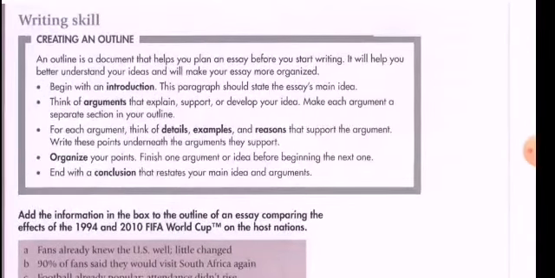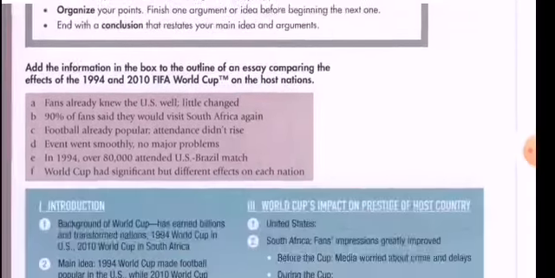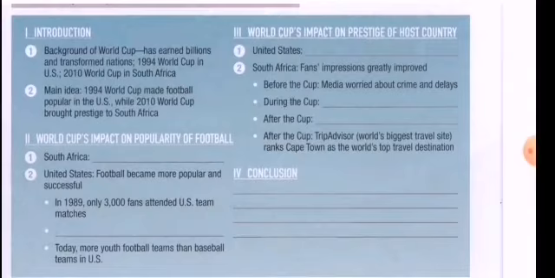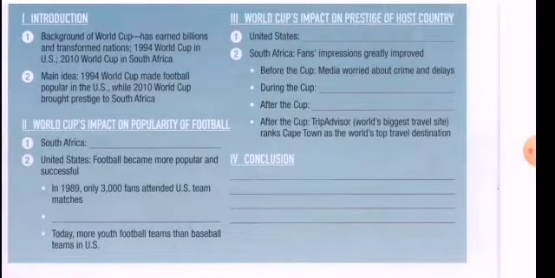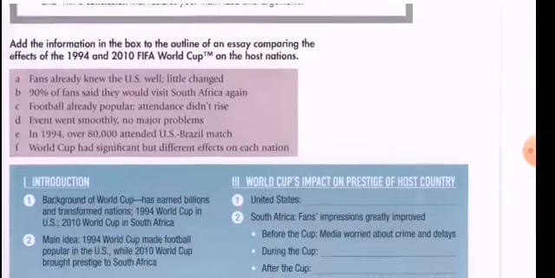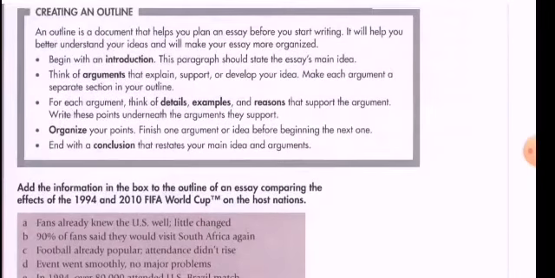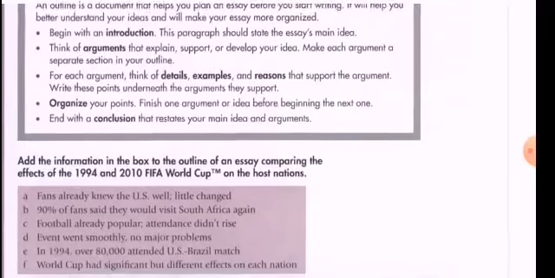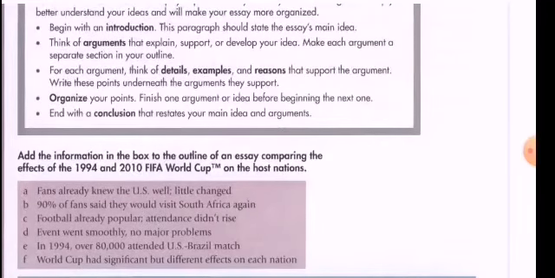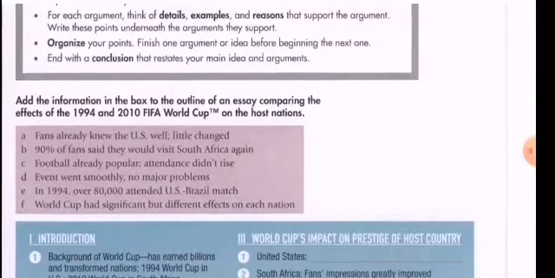So you need to organize your points. Yeah, that's true. Like here, two different paragraphs, right? You cannot write them together. You cannot mix them. You have to organize them. You have to write two different arguments as two different paragraphs. You cannot just write them in the outline, because the outline is the skeleton of your essay, and you cannot distort, you cannot disfigure your skeleton. It's very important. And end with a conclusion that restates your main idea and arguments.